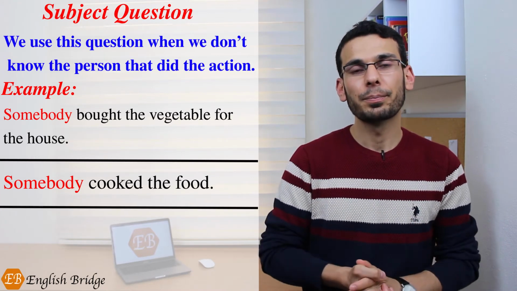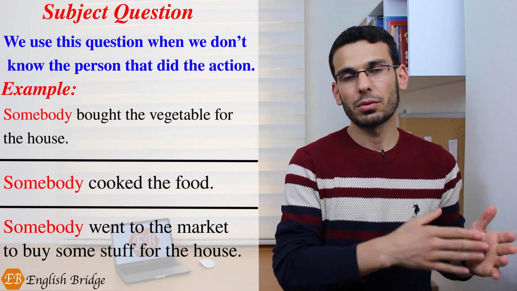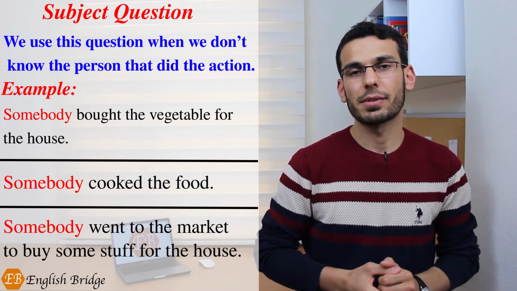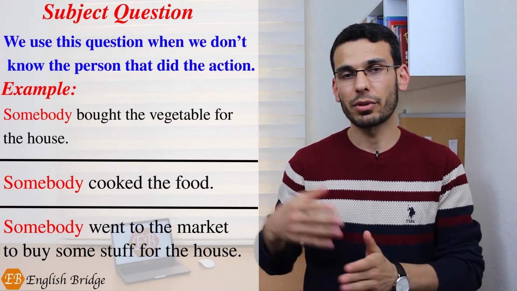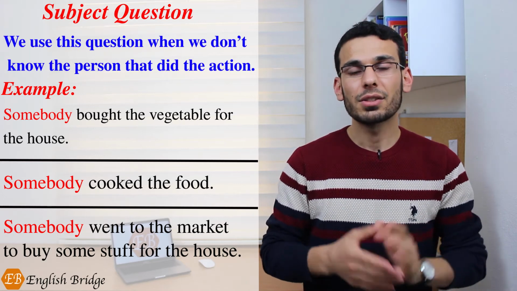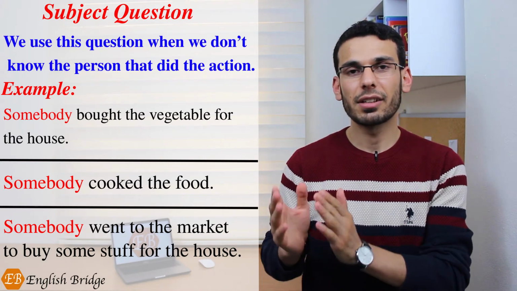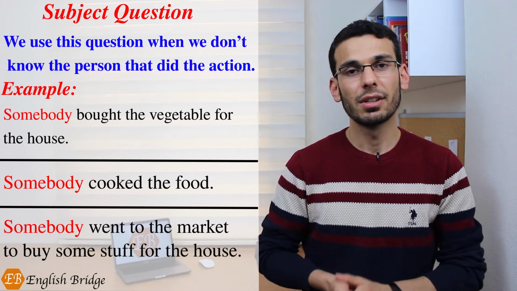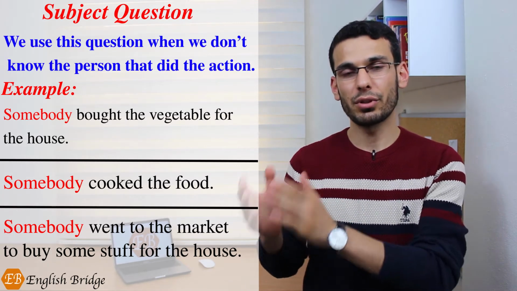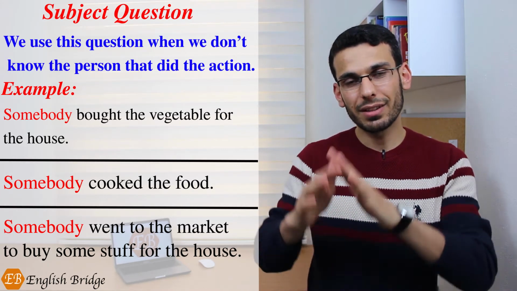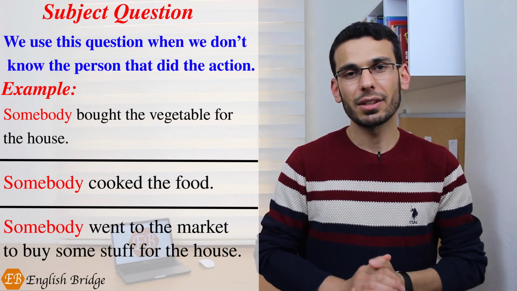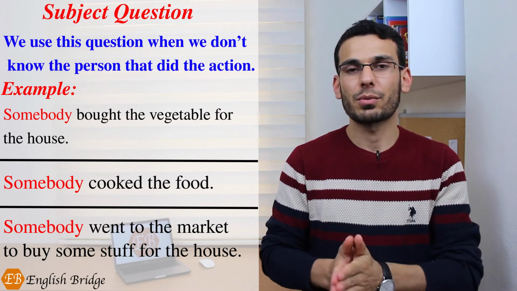One more example, somebody went to the market to buy some stuff for the house, but you don't know the person, like is it your brother, is it your father? So in this case, if you want to ask, again, you need to use a subject question. Why? Because you are asking about the person who went, who did the action of going. All right? So this is subject question and object question.